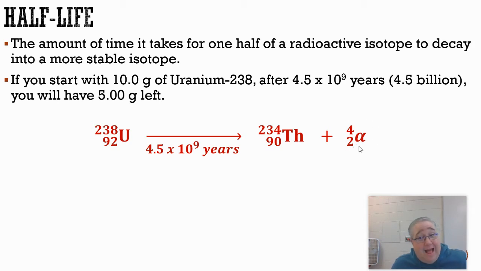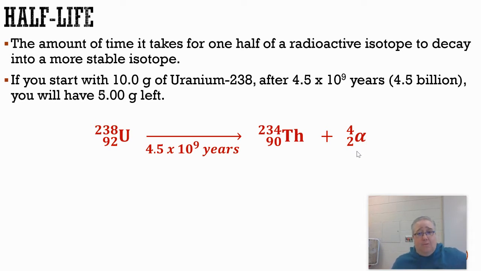But when uranium decays into thorium, it will also release this. This is an alpha particle. You might remember from chemistry, there's alpha decay, there's beta decay. You don't have to remember all those things, but this is a form of radiation. So in the process of decay, radiation is given off. Some forms of radiation are stronger than others. Alpha is probably the weakest type of radiation, but there are other types like gamma that are a lot stronger.